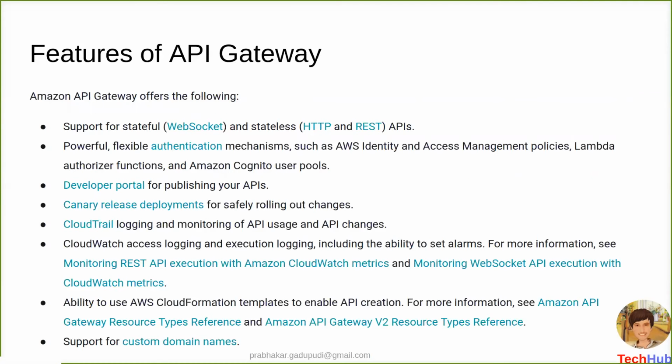So what are the features of this API Gateway? Amazon API Gateway offers the following features. It supports stateful WebSocket and stateless HTTP and REST APIs. It has very powerful and flexible authentication mechanisms such as AWS Identity and Access Management policies, Lambda authorizer functions, and Amazon Cognito user pools.